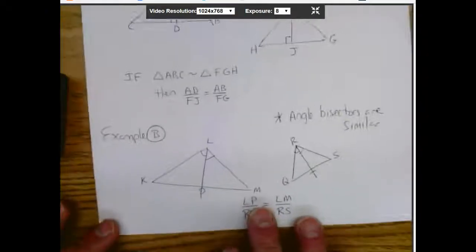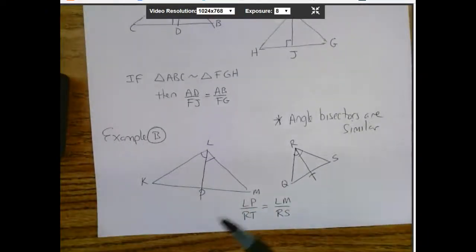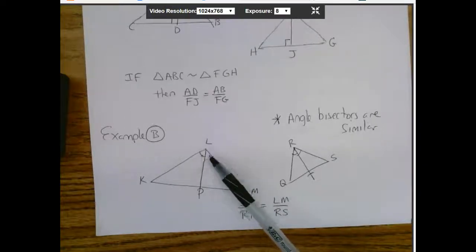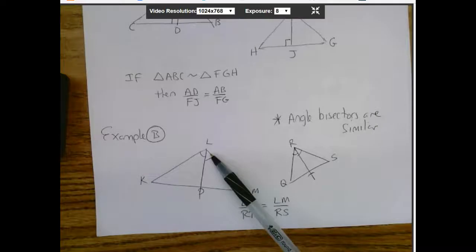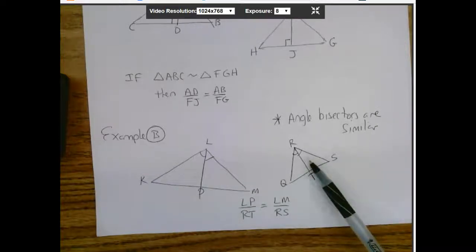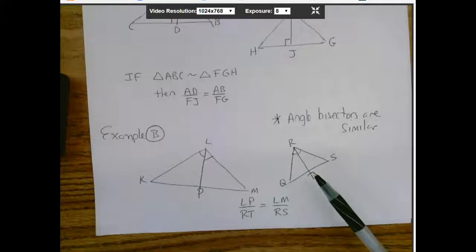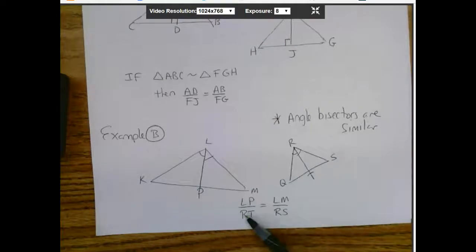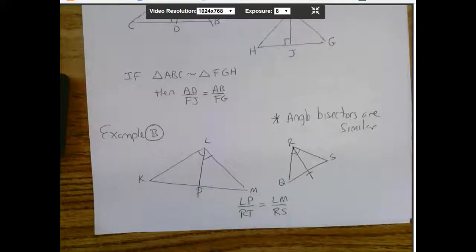We then look at angle bisectors. They are also similar. So if we have a triangle KLM and we have triangle QRS, and we have an angle bisector that cuts the angle into equal parts on both sides, and this one does the same, we can use those as ratios as well. So we can compare LP, that segment, to RT, and then we can compare it to some other side in the triangle like LM and RS, and they should be the same ratio. Okay, so that's altitudes and angle bisectors.